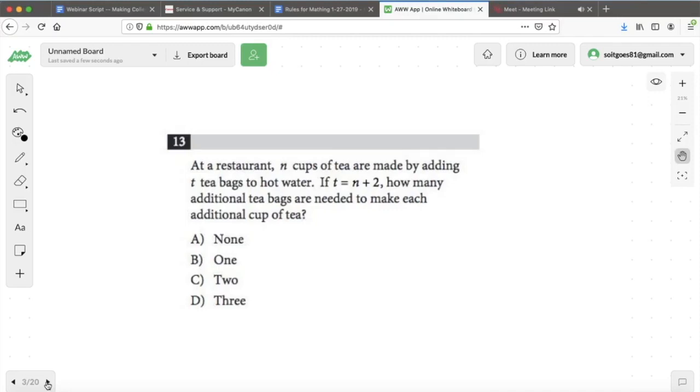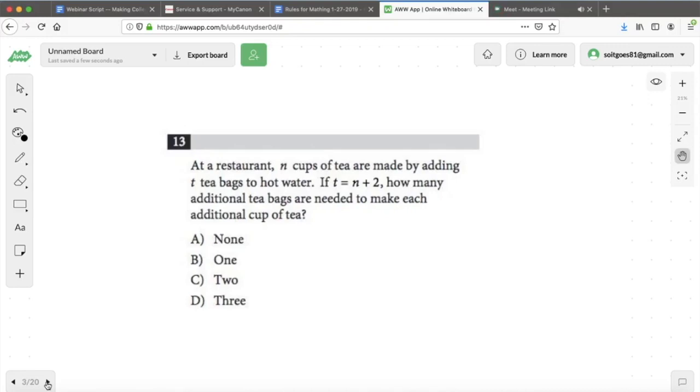This one was on the homework. And I don't know if you got to the homework or not. That's okay. I'll guide you through this. Go ahead and read question number 13 for me, please. At a restaurant, N cups of tea are made by adding tea bags to hot water. If T equals N plus 2, how many additional tea bags are needed to make each additional cup of tea?